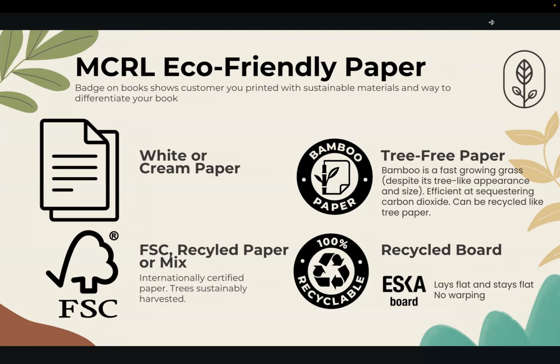Recycled board, we strongly encourage our clients to choose Esca board. It's a board that is manufactured in Holland by a company that's blazing the trail in terms of sustainable production practices. So it's eco-friendly, it's recyclable, but it also is just a superior product. It's a wonderful product. It lays flat and stays flat. It doesn't warp. It's a little bit more premium price than regular board, but in our mind, it's worth it. So it's worth considering. And again, if you choose any eco-friendly materials, we put a free badge on your book so that your customers are aware that you chose those materials. A great way to differentiate your book as well.